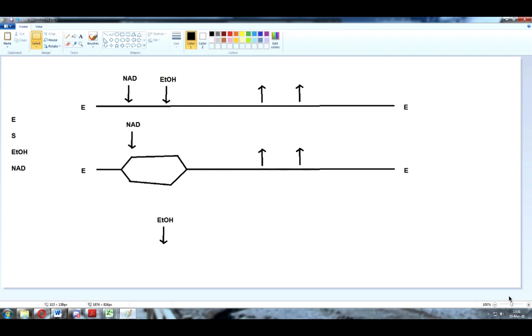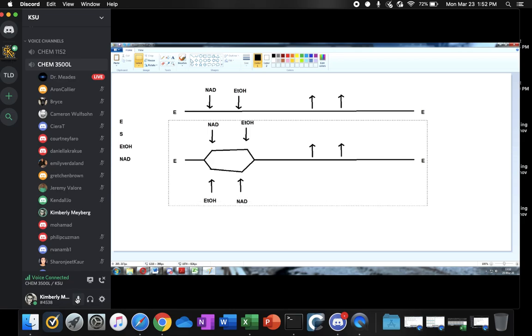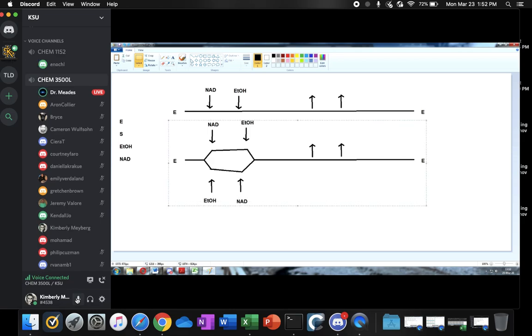But you could have NAD bind here, then ethanol, or you could have ethanol bind first, and then NAD. That terrible looking graph makes some sort of sense? Yeah. Right? I can follow that path, right? So either NAD binds first, then ethanol, then this happens. Or I could have ethanol bind first, then NAD, then this happens and the products leave. And so this little graph here represents what I'm highlighting, the random binding, the random sequential.